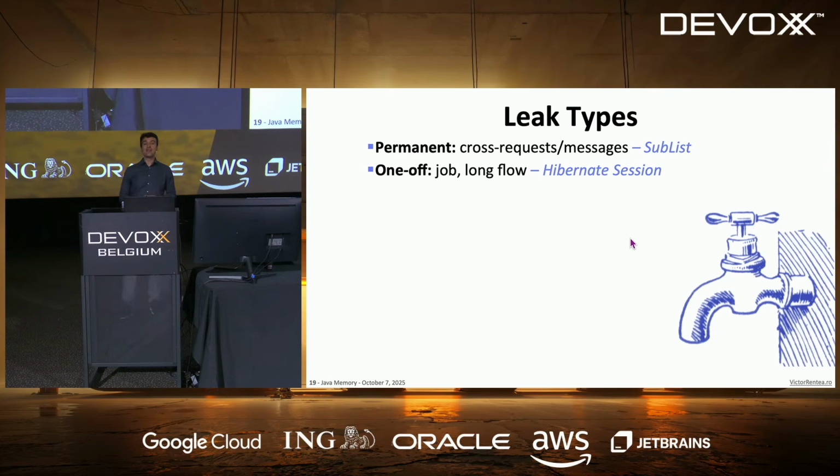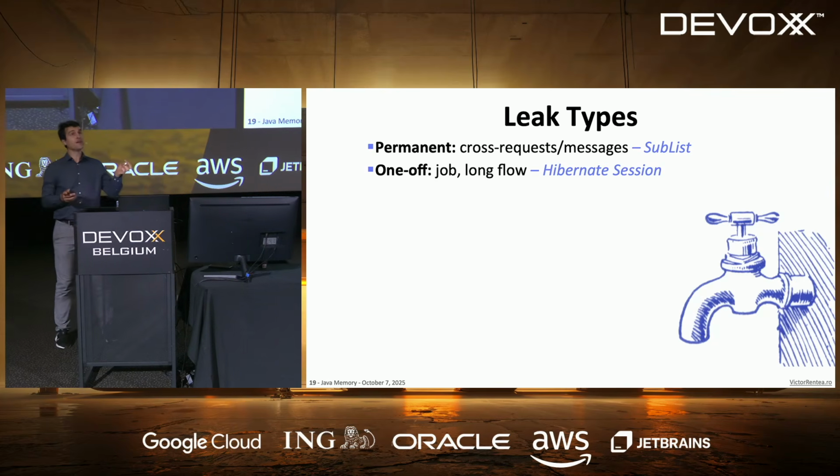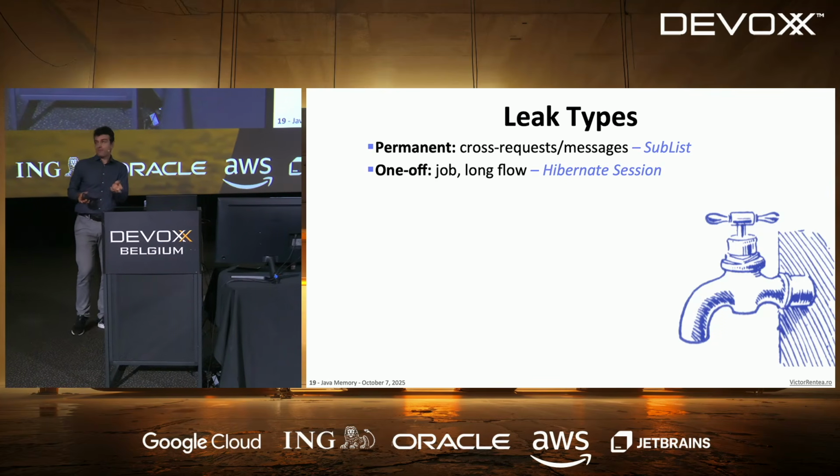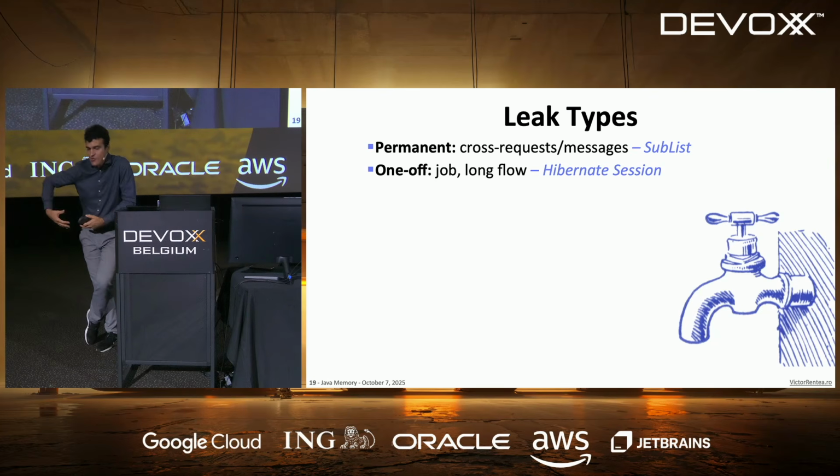So what type of leaks did we study today? We saw permanent leaks. Sublist in a static field, kept forever, would never go away. Or also we saw leaks where even the term might be abused here. It's not really a leak. It's just accidentally keeping more memory than you thought you're keeping.